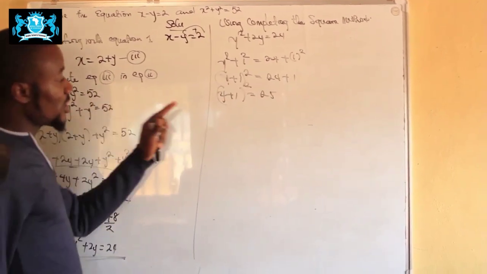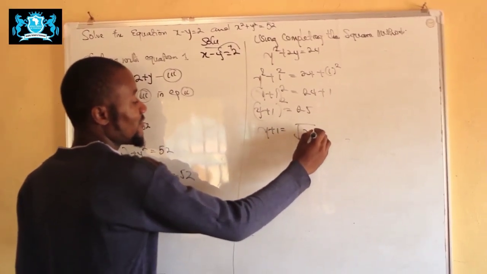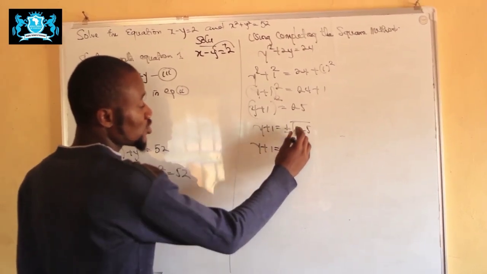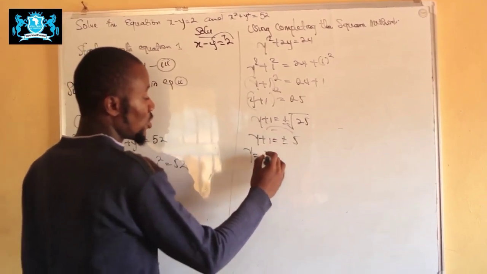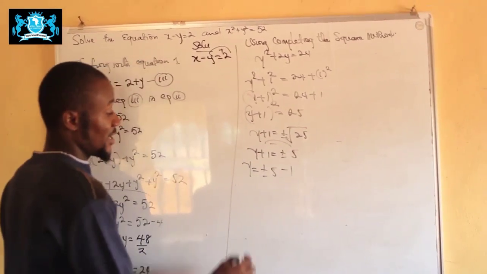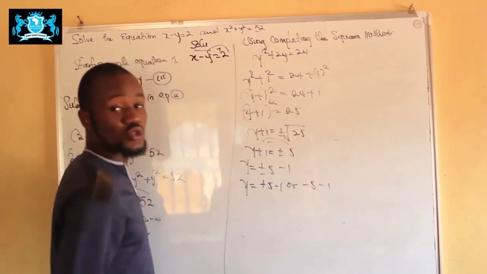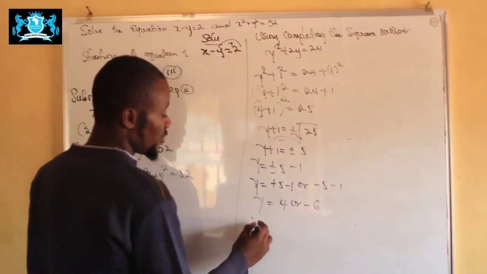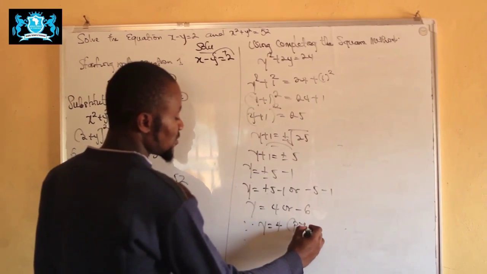y plus 1 raised to power 2 is equals to 25. So y plus 1 is equals to square root of 25, and you have your plus and minus. So y plus 1 is equals to plus or minus 5. We have that y is equals to plus or minus 5 minus 1, when 1 is crossing the equality sign. So you have y is equals to plus 5 minus 1 or minus 5 minus 1, and y is equals to 4 or minus 6. And we know that our y should be positive, and y is equals to 4, because it's positive.